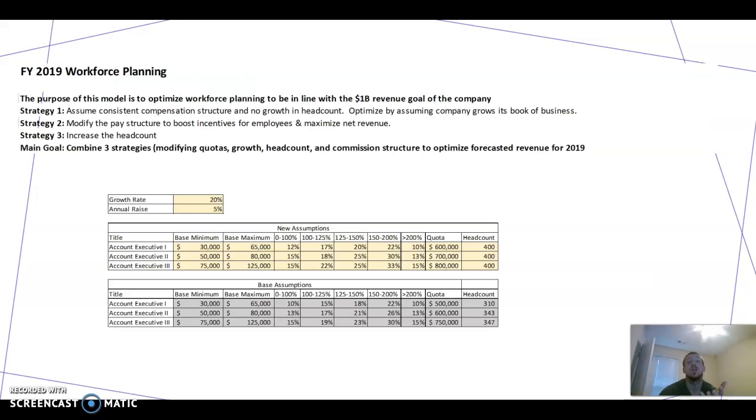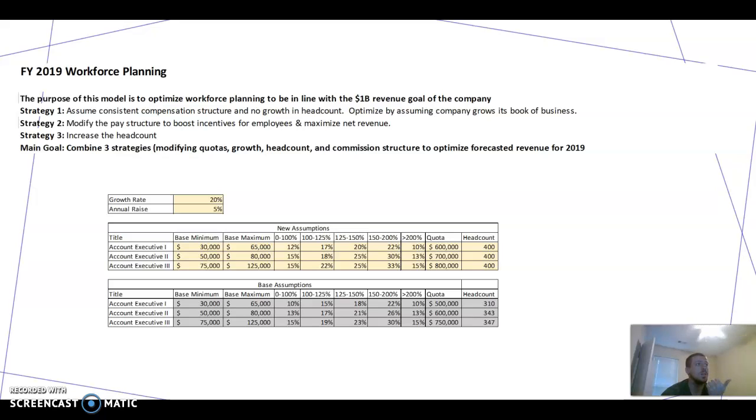And so here's an additional model. This model is more macro scale, where the previous one was micro scale. And this helps forecast certain strategies the company can use to stay in line with their 1 billion revenue goal. That's their main goal. So they're trying different strategies to see how each one will work.